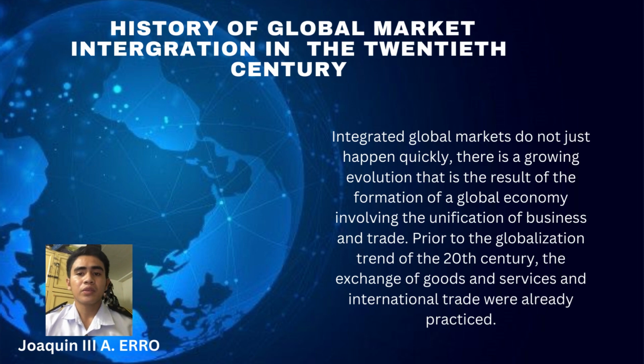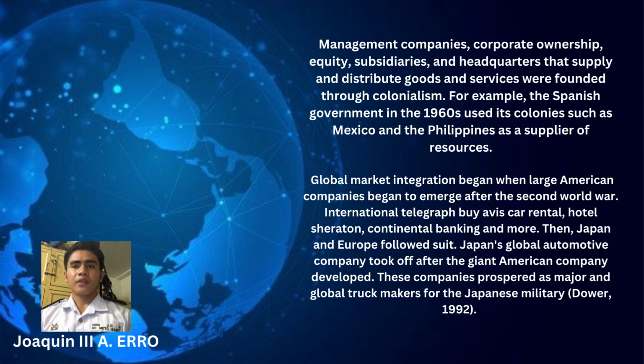The exchange of goods and services and international trade were already practiced. Management, companies, corporate ownership, subsidiaries, and headquarters that supplied and distributed goods and services were found through colonialism. For example, the Spanish government used colonies such as Mexico and the Philippines as suppliers of resources. Global market integration began when large American companies emerged after the Second World War.